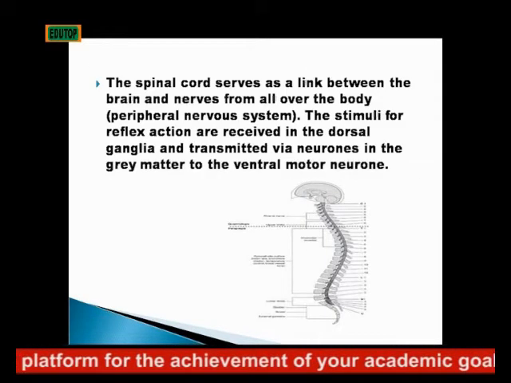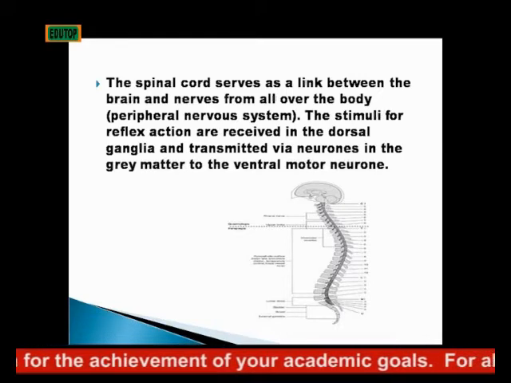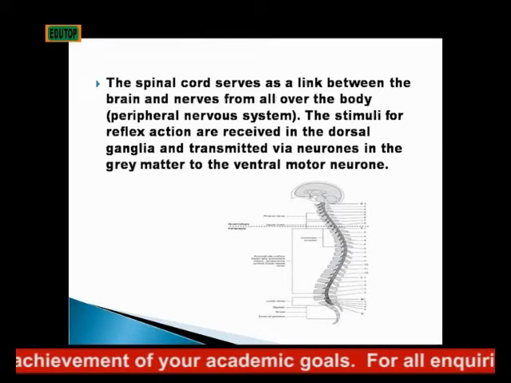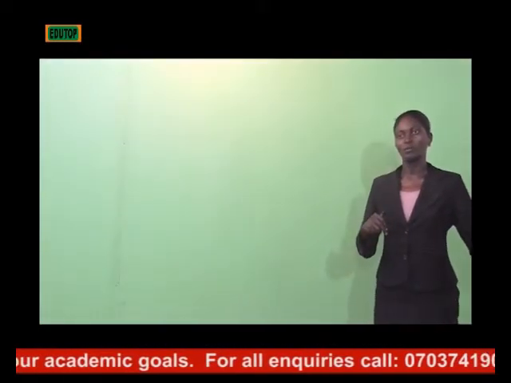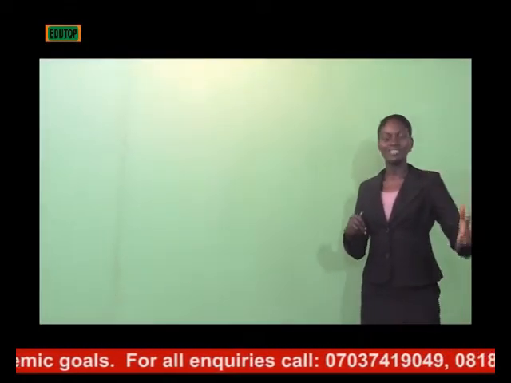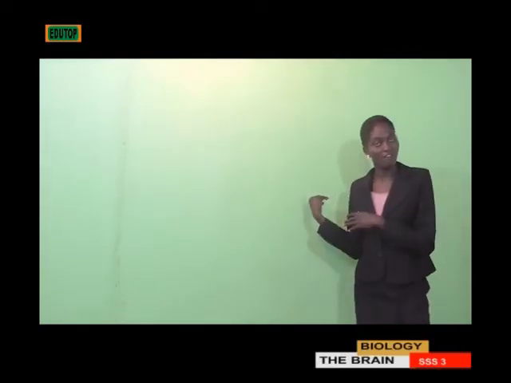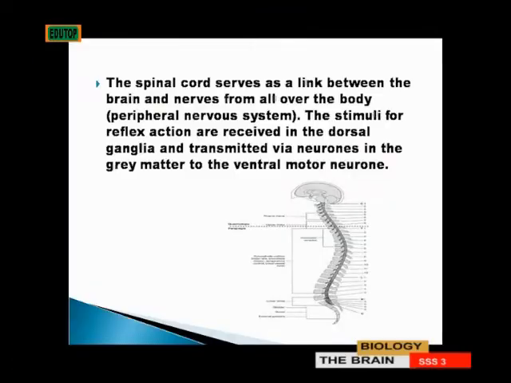The spinal cord serves as a link between the brain and the nerves from all over the body. That is the one that serves as a link. The spinal cord is a link between the brain and the peripheral nervous system. The stimuli for reflex action are received in the dorsal ganglia, and they are transmitted via neurons in the gray matter to the ventral motor neuron.